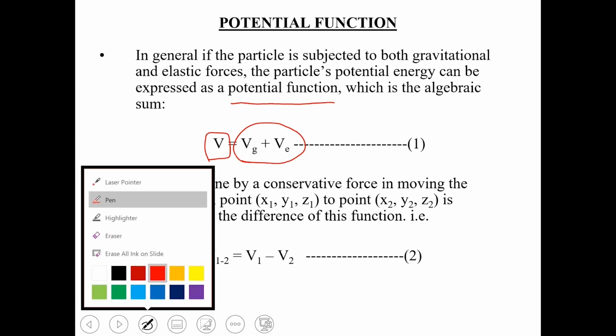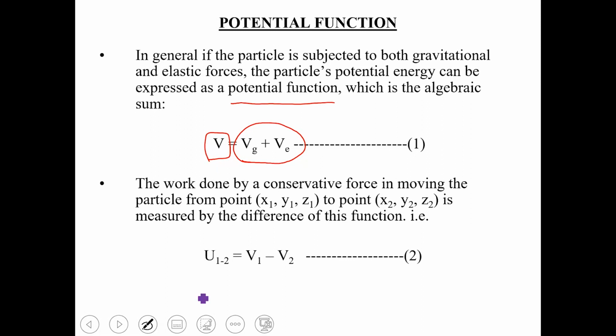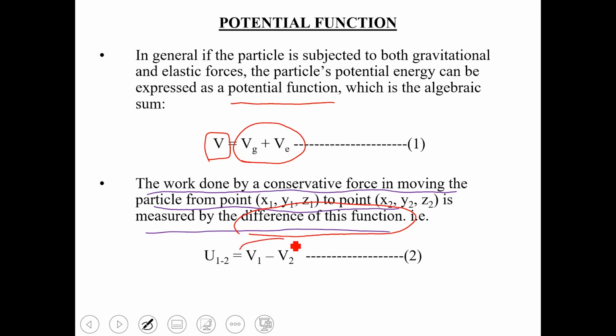Okay, now the important point to note here is this sentence. Please do read this sentence once. After that, we will discuss it a little by considering a very simple example. What does this sentence say? It says that the work done by a conservative force in moving the particle from the first position to the next position is measured by the difference of this potential function. So the work done by the conservative force in moving a particle from position 1 to position 2 can also be measured by the difference in the potential functions at position 1 and position 2.